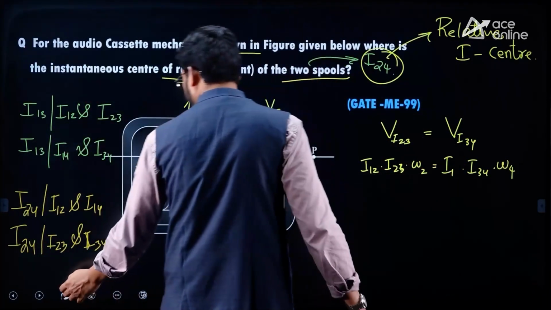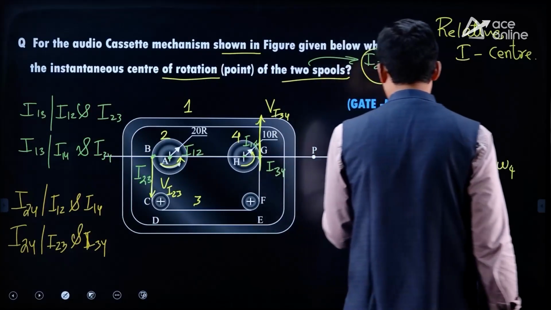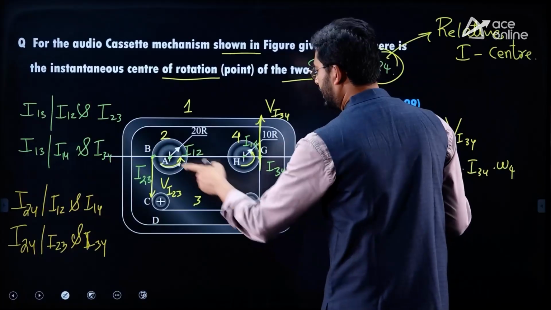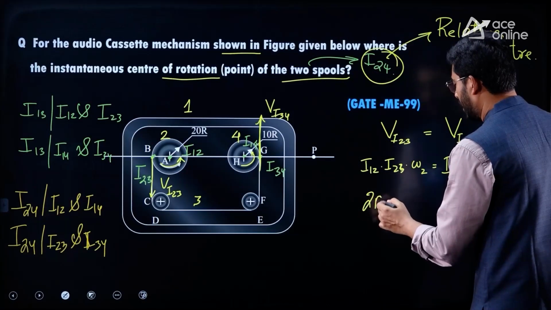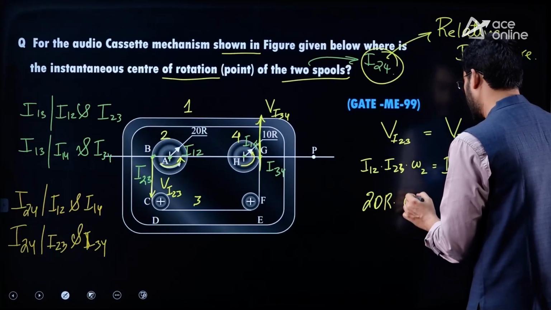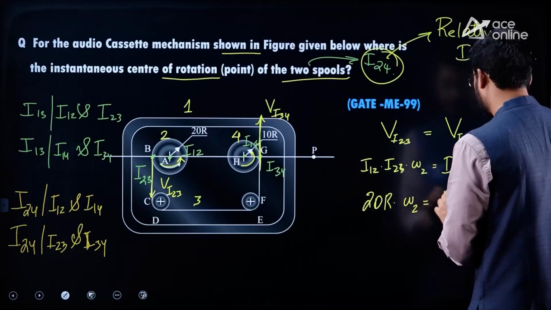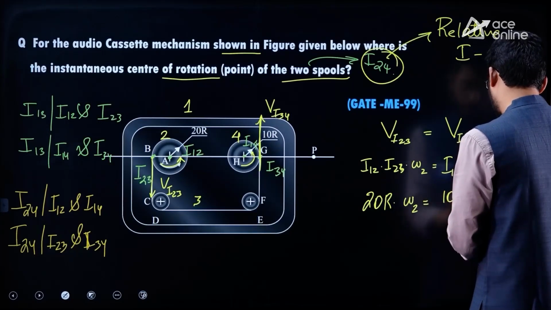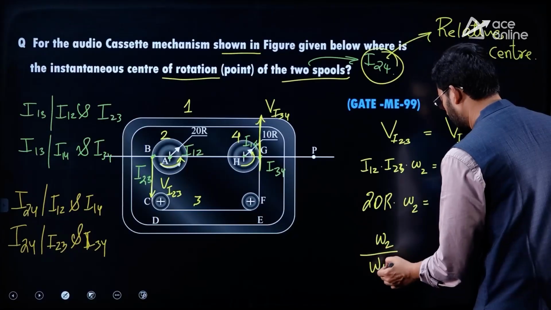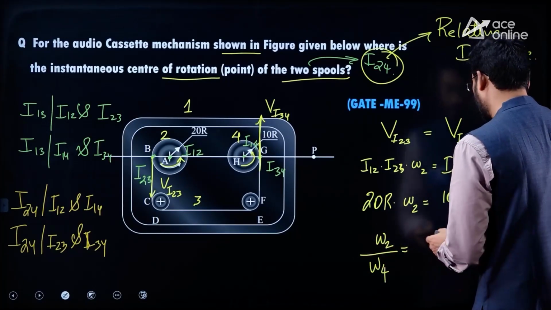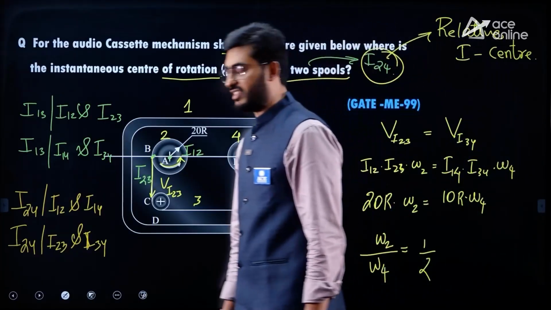Now here, if you observe 1, 2 and 2, 3, 20r is the radius. This is 20 times r into omega 2. And this is 10 times r into omega 4. So we get omega 2 by omega 4 equal to 1 by 2.